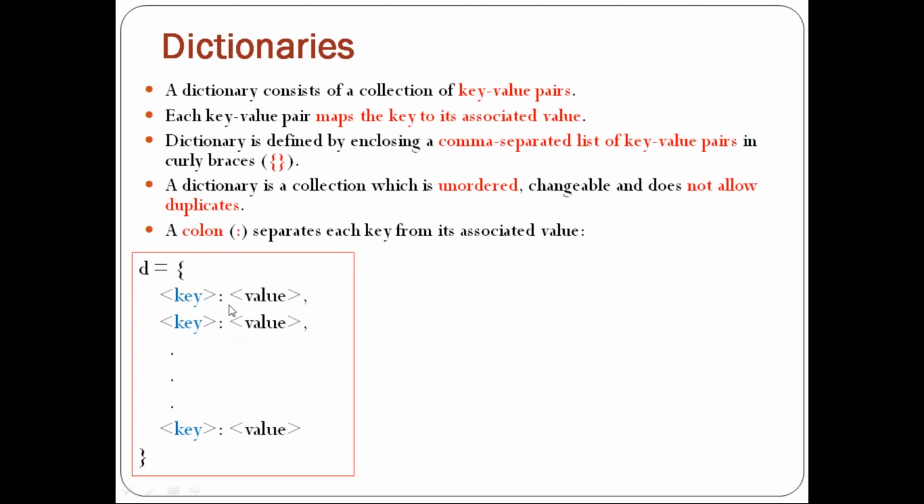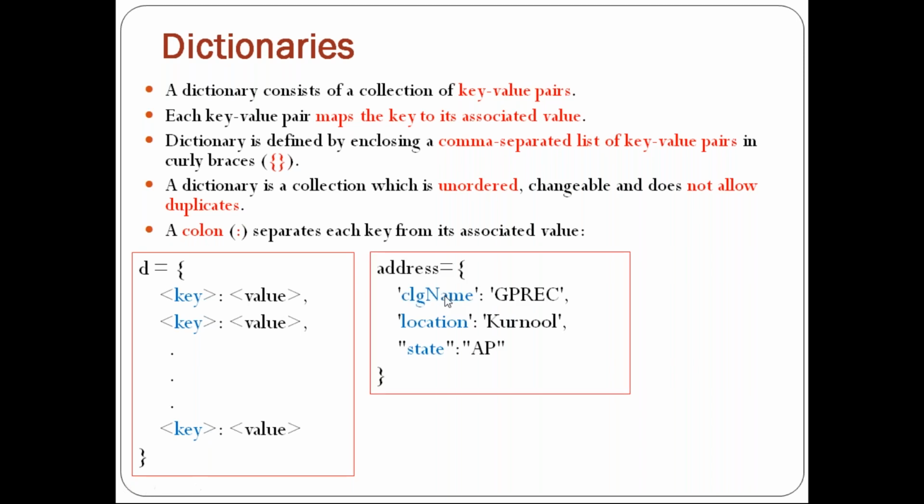This is the syntax for the dictionary. Each key-value pair is separated by a colon, the pairs are separated by commas, and everything is enclosed in opening and closing curly braces. Let us say address equals college name equal to GPREC, location equal to Kurnool, and state equals AP. College name, location, and state are called keys, and GPREC, Kurnool, AP are called values.